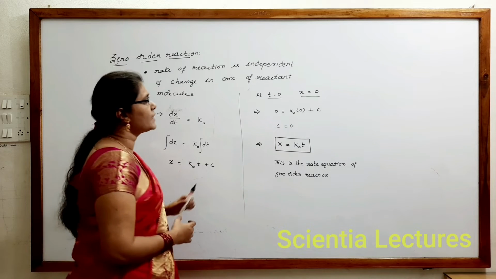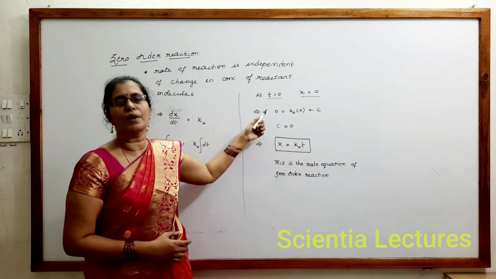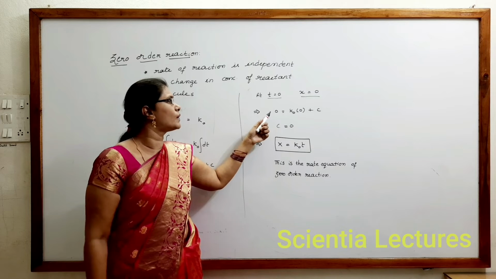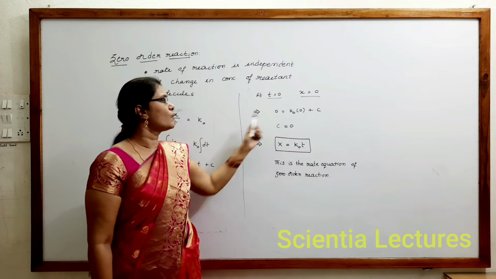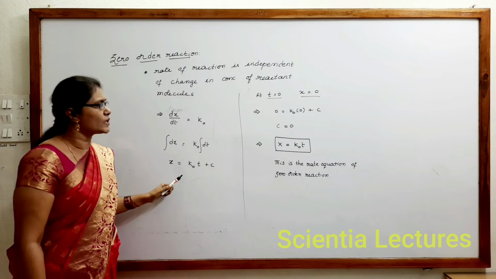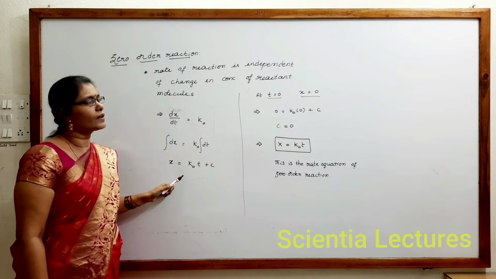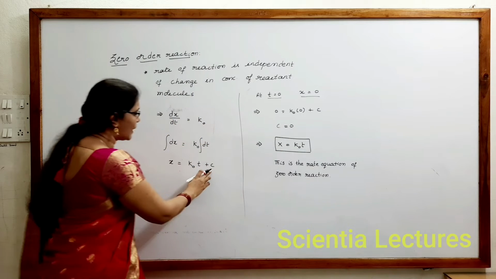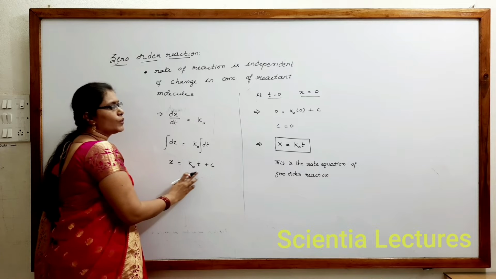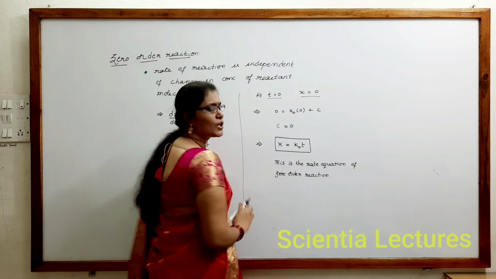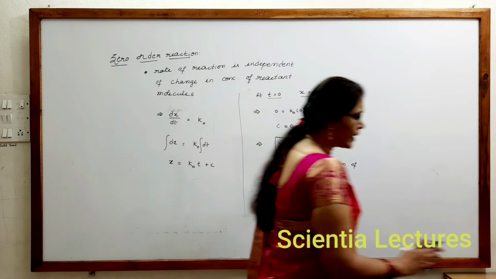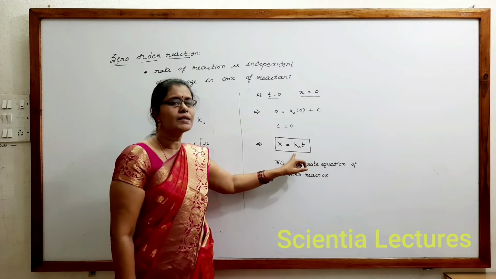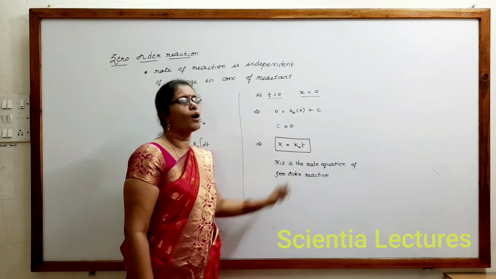To find c, we always ask you to take t equal to 0. At t equal to 0, nothing should have reacted, so obviously x must be equal to 0. When x equals 0 and t equals 0, if you substitute those values in this equation, we get 0 equal to k naught into 0 plus c. So c must be equal to 0. If you substitute the c value in this equation, we get x equal to k naught t. This is the rate equation of zero order reaction. Here x is the reacted amount, t is time, and k naught is the rate constant of zero order reaction.